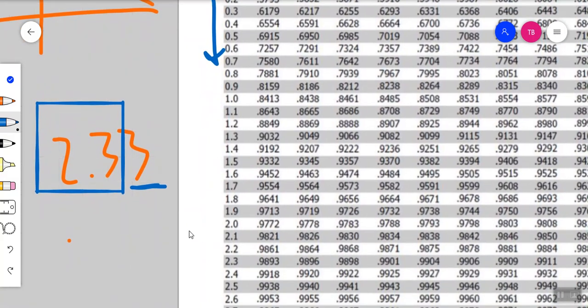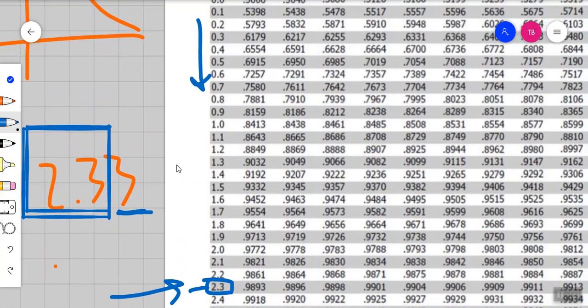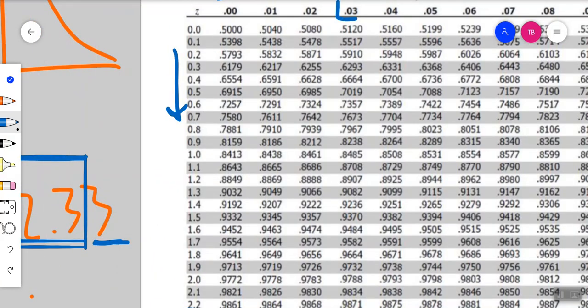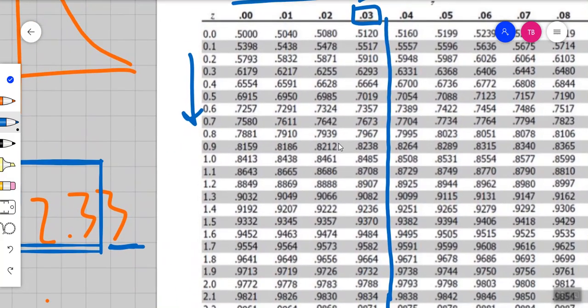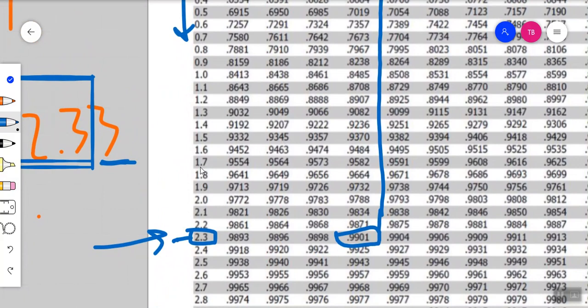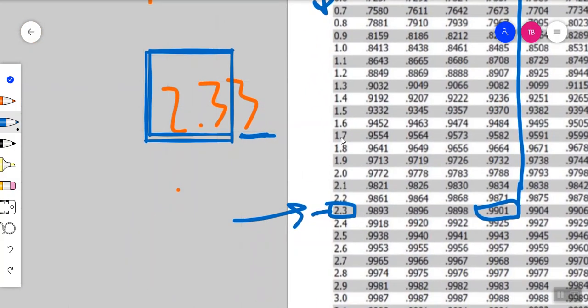So I scroll down until I see that. I found it right here. You can see the 2.3 matches this 2.3. And then we're going to go along this way until we find that other 3. In this case, that 3 is up here. So this is going to go down to here. So this is the intersection between the two, the 2.3 and the 3 from up here. So then you have the number 0.9901.